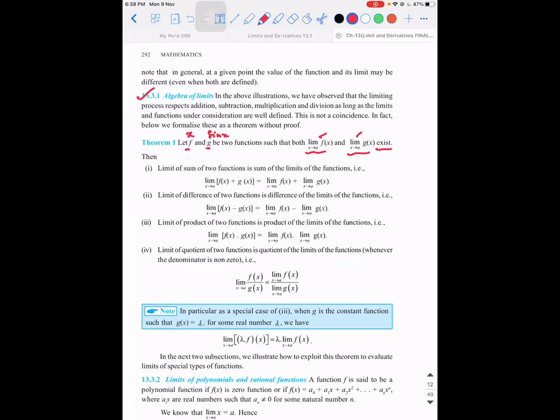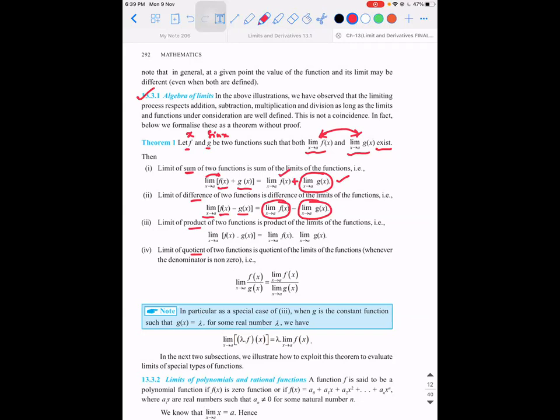If that is existing, when you combine these two functions and apply the same limit x tends to a, you can do four kinds of operations: sum, difference, product, and quotient. When you do limit x tends to a of f of x plus g of x, the limit of f of x can be done separately, plus the limit of g of x done separately. Similarly, for difference, limit x tends to a of f of x minus g of x, you do each limit separately and subtract.